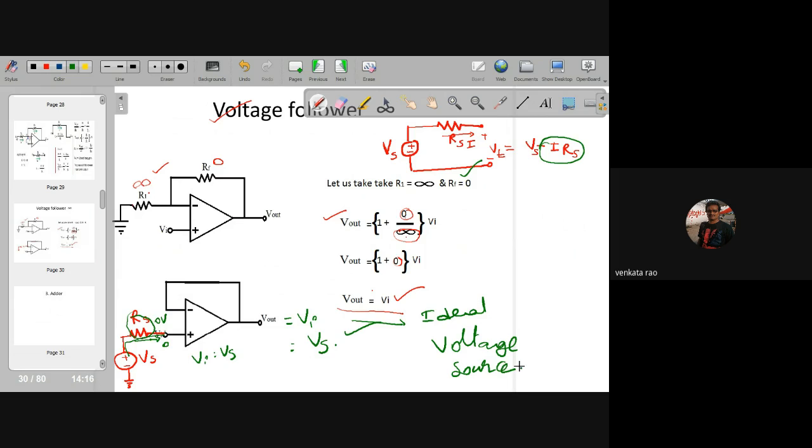So this is one of the best examples for voltage follower. Please all of you write down that the application of voltage follower is to convert practical voltage source into ideal voltage source.